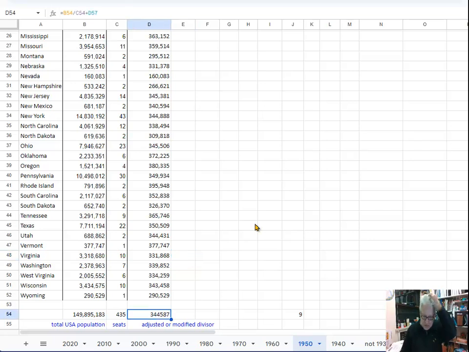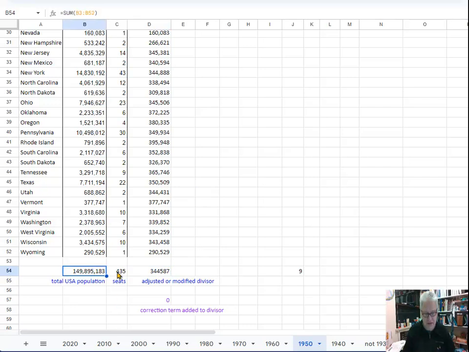Overall, we have apparently an average of 344,587 back then in 1950 per one representative. That's the total population divided by the number of seats, the 435, which gives this one number here, 344 thousand. That is the standard divisor. I already called it the adjusted or modified divisor because at the end it will actually be different. Notice that the correction term is also being added here, which will be step 5, which I have included right here. At this point, it's 0. For now, we're just going to use the standard divisor, and then we'll see.